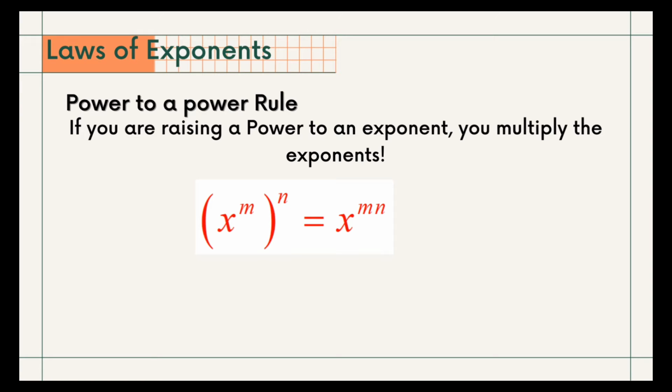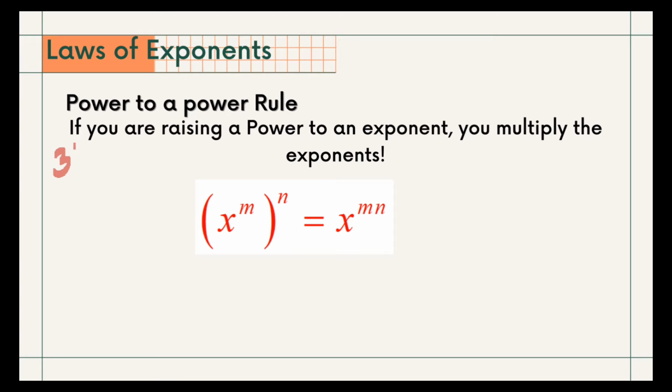Okay, power to a power rule. So, this law of exponents says that if you are raising a power to another exponent, you multiply the exponents. So, we have here x raised to m, and then close and open parenthesis raised to n. So, that is equal to x raised to m n.